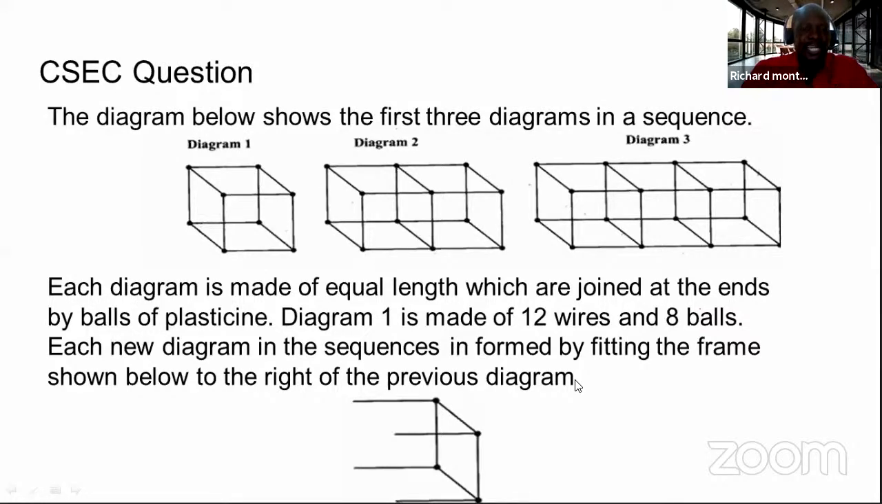So in the chat, I want for you to tell me how many wires are in diagram 2 and how many balls are in diagram 2. Diagram 2 is what I'm referring to. Look closely at it, count all of them. How many wires, how many balls?